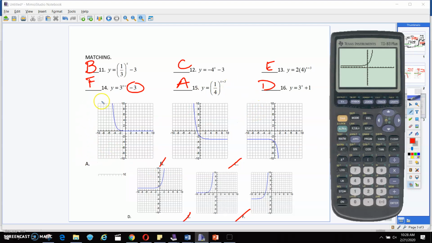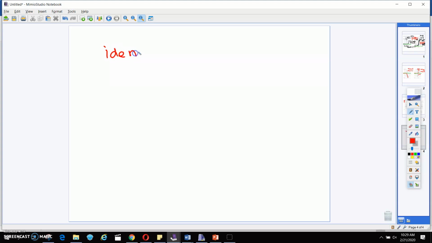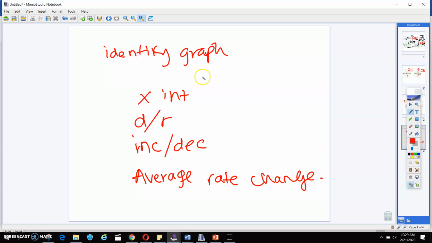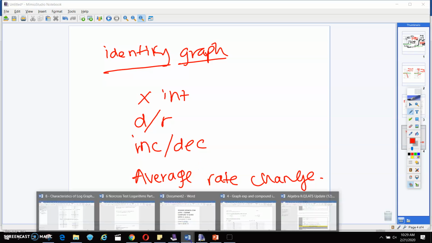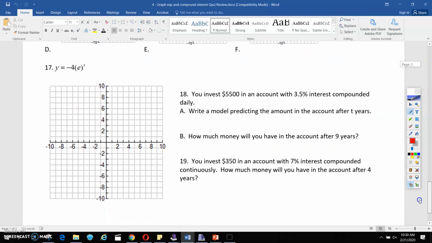Okay. Yep. Okay. Questions over that quiz. You're going to have to identify the graph. Okay, so identify the graph. You're going to have to find the x-intercepts, find the domain, find the range, find the intervals of increasing and decreasing, and find the average rate of change. Okay, so basically what we did yesterday and today. Okay, so you're matching, which is identifying your graph, x-intercepts, domain and range, increasing, decreasing, and average rate of change. Okay? Questions over that? You don't have to do number whatever it is on that review. That last one. 18? Yeah, 17 and 18 aren't going to be on there.